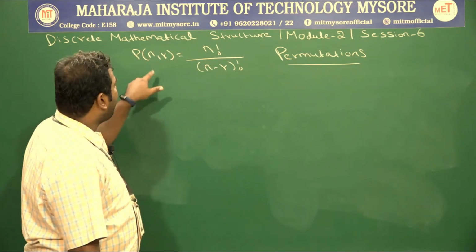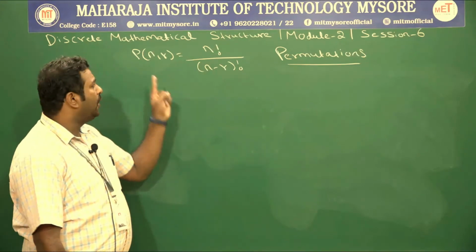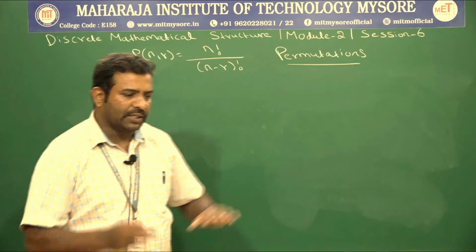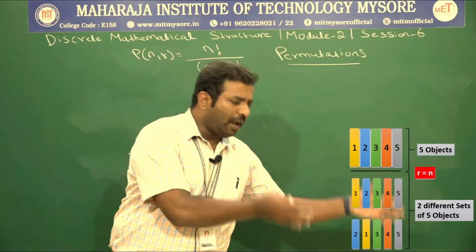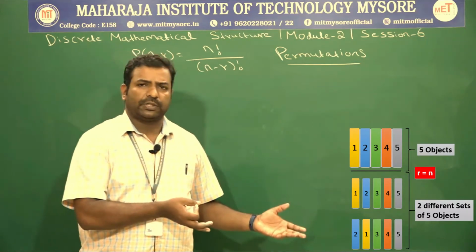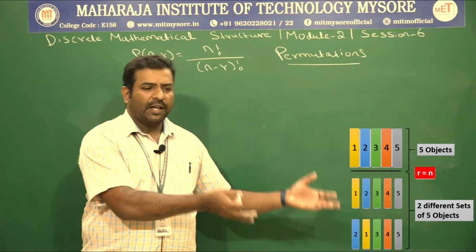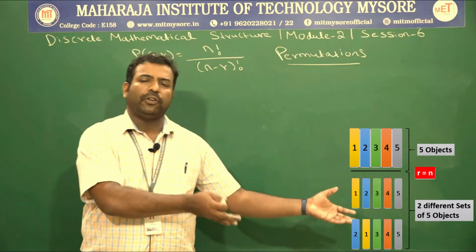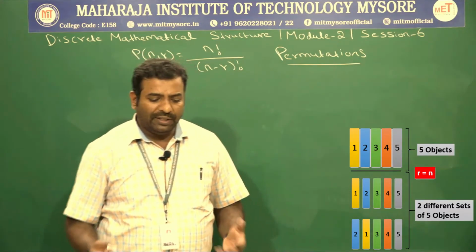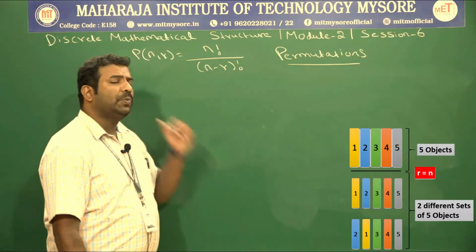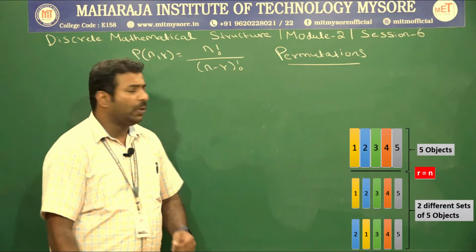Now what if the values of n and r are the same? What if n is equivalent to r? That is, I have given you 5 books and you need to choose all 5 books. The n objects, and I need to choose the same r objects. Now in this case, what form is it going to be?